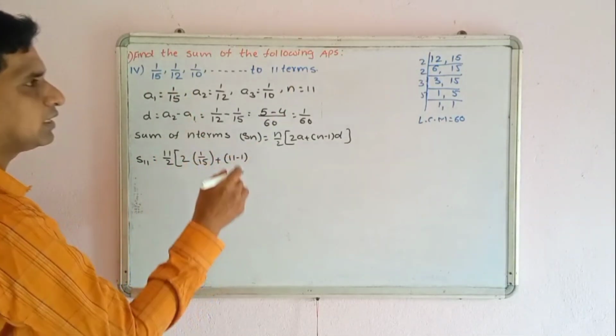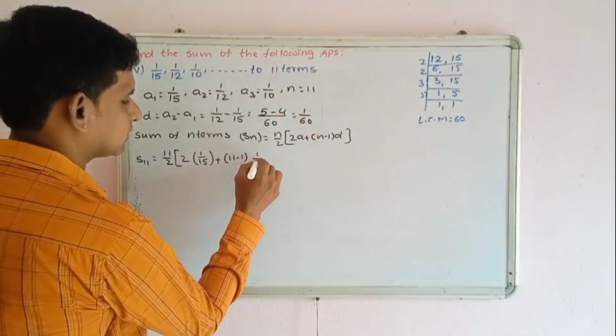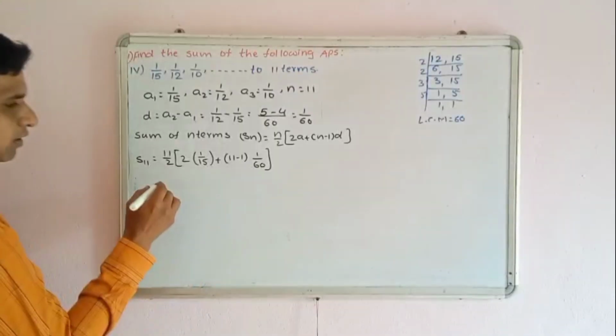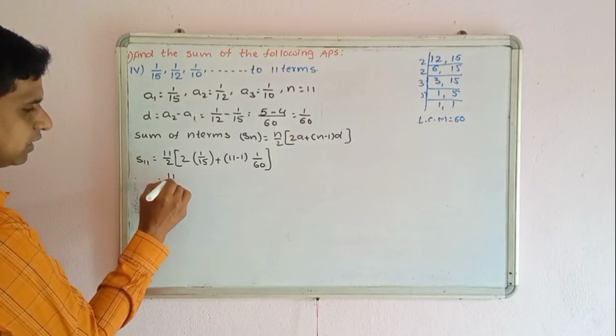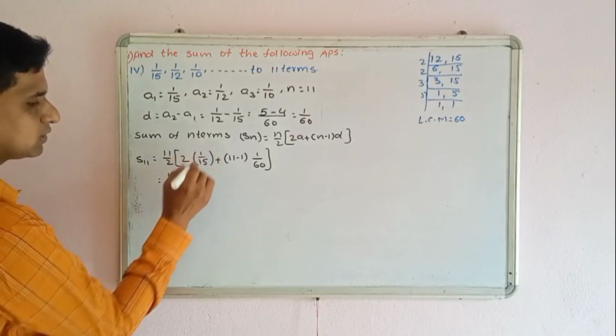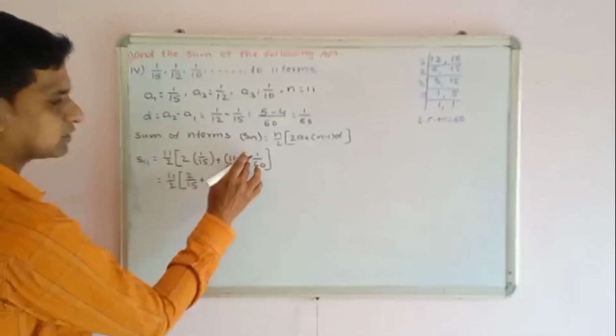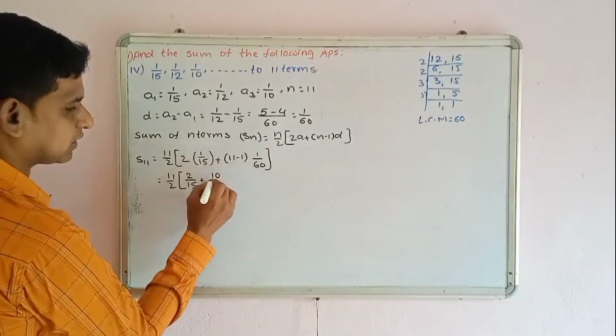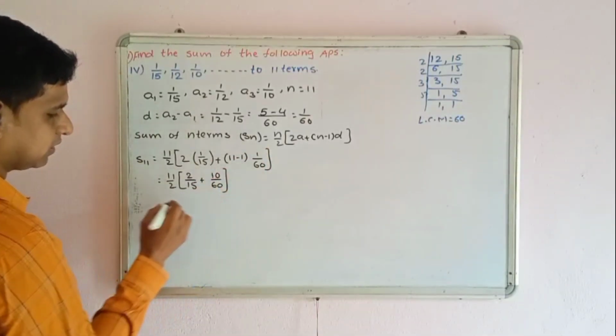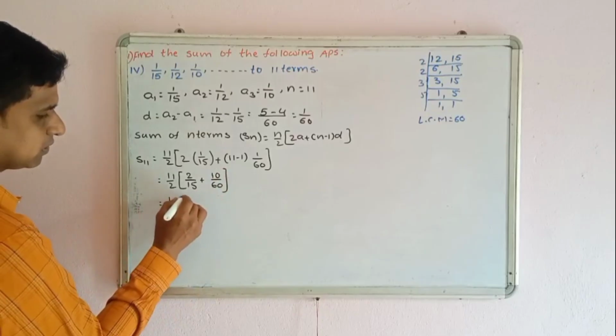11 minus 1. D, D is how much? 1 by 60. Okay. Now 11 by 2 into 2 ones are 2, 2 by 15 plus 11 minus 1 is 10. 10 into 1 is 10, 10 by 60. Okay. That equals 11 by 2.